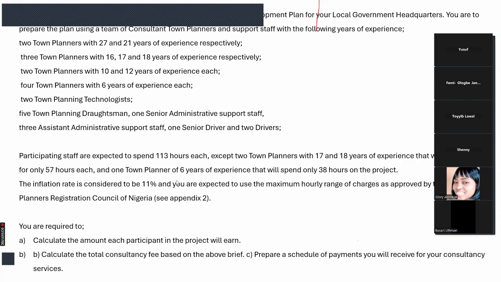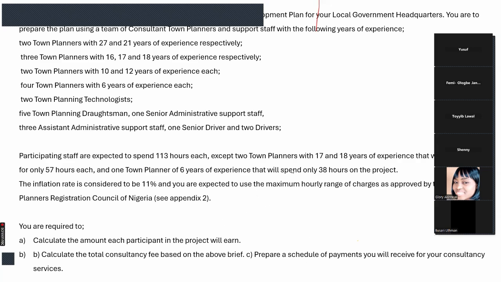After calculating everything, like the total amount of money for each of these town planners, you are going to add everything together. Let's say after adding everything, you have 5 million. Then they mention the inflation rate is 11%. So you calculate 11% as the inflation rate, then you add it on top of that 5 million. That is what will give you the total amount for that project. So here they mention 11% inflation rate. So after calculating all their fees, you add 11% and you calculate the grand total.